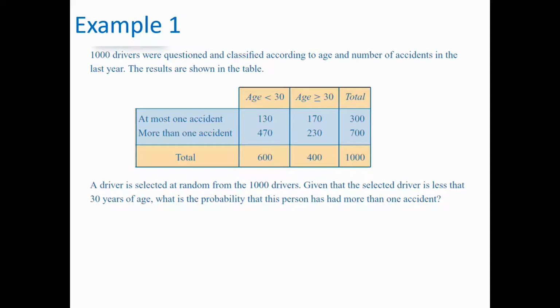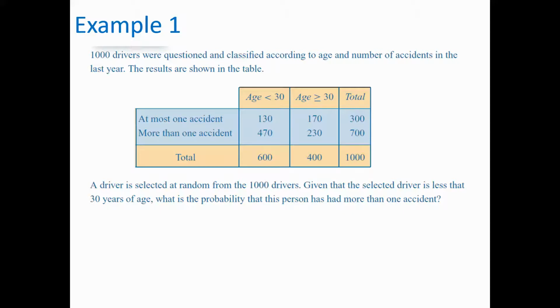So out of this sample, what's the probability that you had more than one accident? You would say, well, out of these 600 people who are already less than 30, the number with more than one accident is 470. So if I ask you what's the chances, you would say it's 470 out of 600. Does that make sense? So this is what I'm doing logically with you.